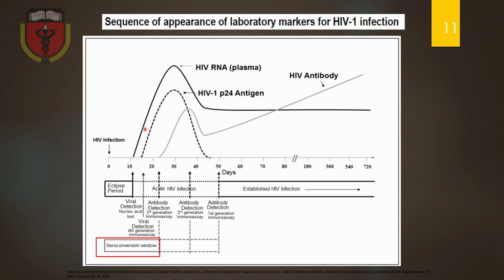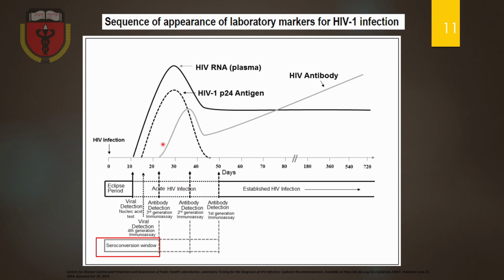So we start seeing it in the blood. That's also about 2 weeks. So it takes time. There's some latency here, and the window can be missed. There's a window where the HIV diagnosis can be missed.